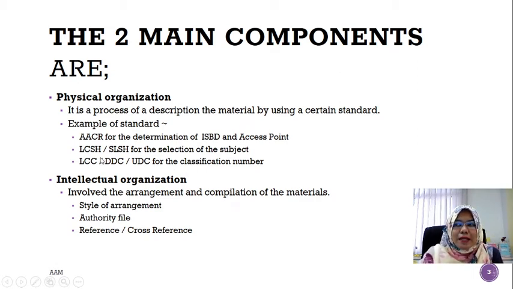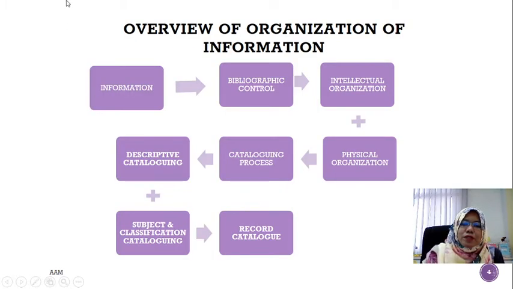Then LCSH, Library of Congress Subject Headings, for the selection of the subject. LCC, Library of Congress Classification, DDC, Dewey Decimal Classification, and UDC, Universal Decimal Classification, are for the classification number. While the intellectual organization involves the arrangement and compilation of the materials, including the style of arrangement, authority records, or cross-references. So this is the overview of the organization of information.